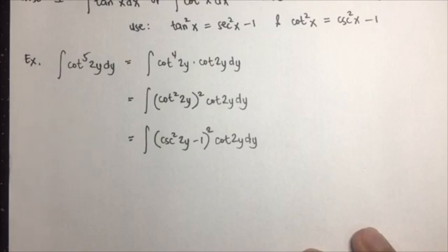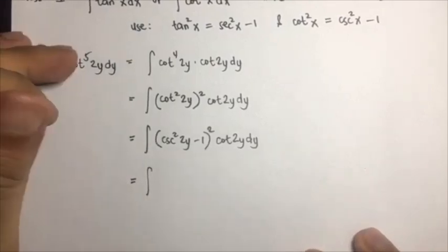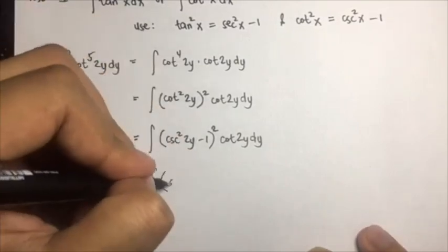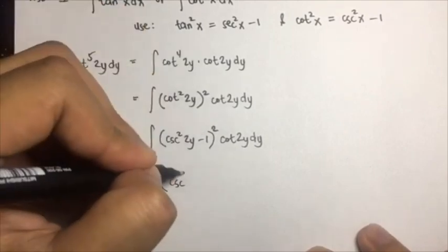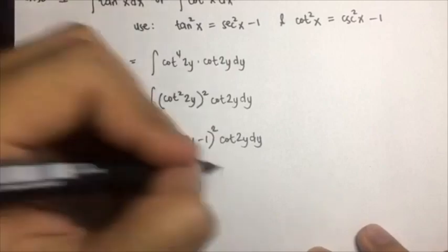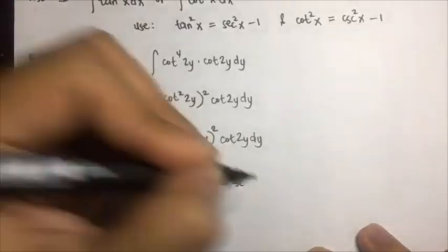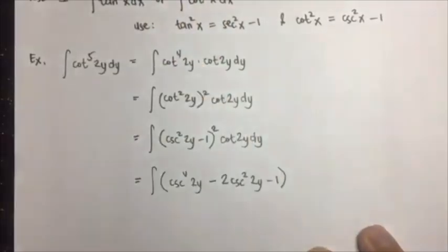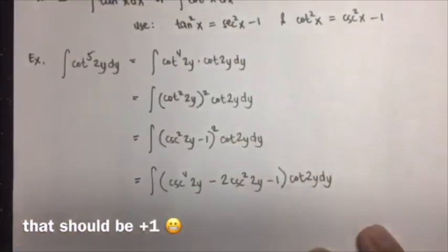Okay, so next thing to do, expand this, so this will become the integral of cosecant to the fourth of 2y minus 2 cosecant squared of 2y minus 1 times cotangent 2y dy.